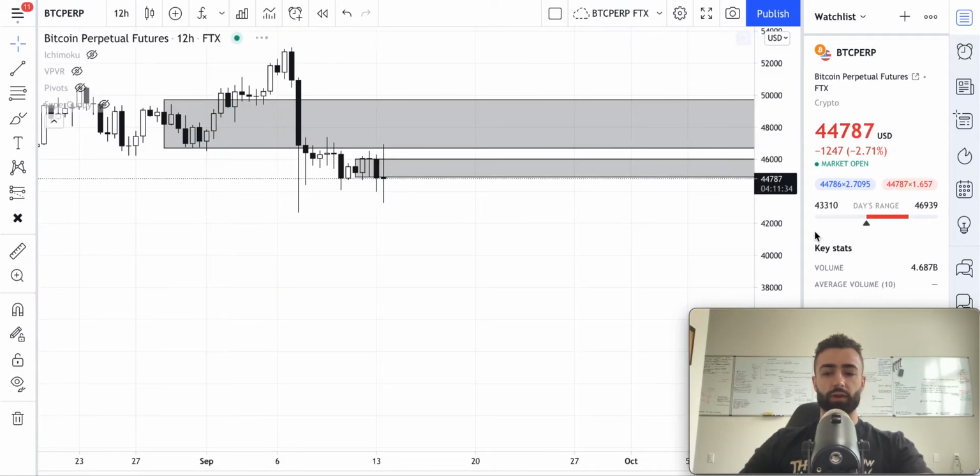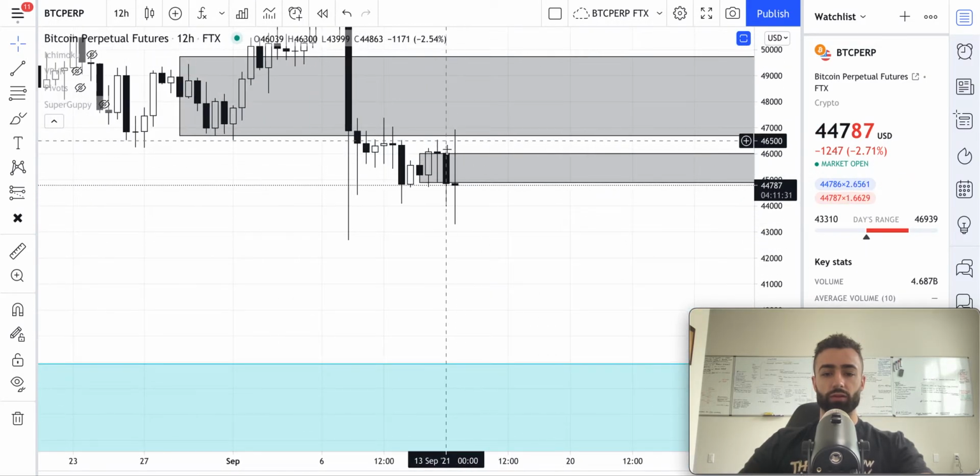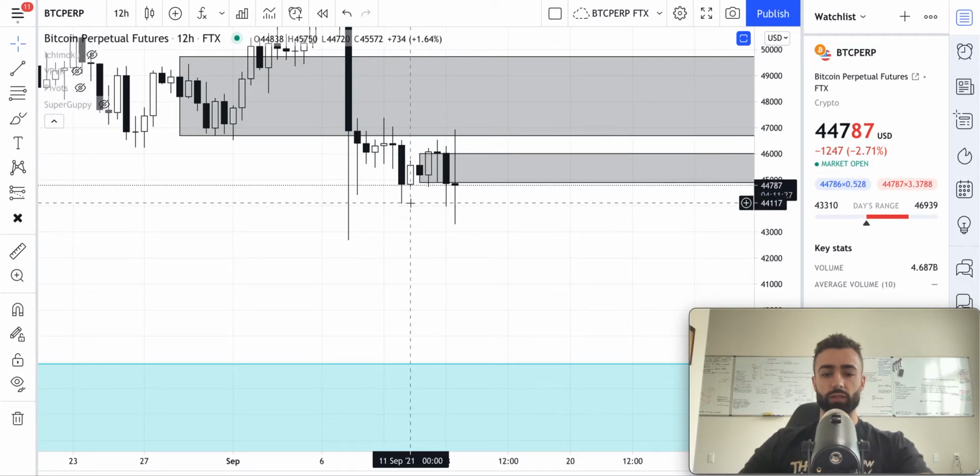On the 12-hour time frame, you can see right now another Darth Maul candle here with a liquidity grab above this high as well as this low.